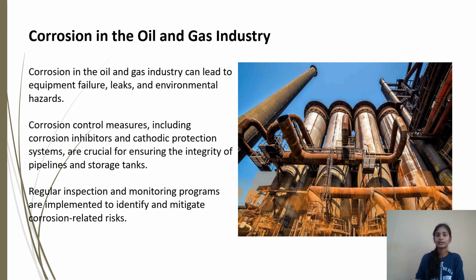Corrosion in the oil and gas industry. Corrosion in the oil and gas industry can lead to equipment failure, leaks, and environmental hazards. Corrosion control measures, including corrosion inhibitors and cathodic protection systems, are crucial for ensuring the integrity of pipelines and storage tanks. Regular inspection and monitoring programs are implemented to identify and mitigate corrosion-related risks.